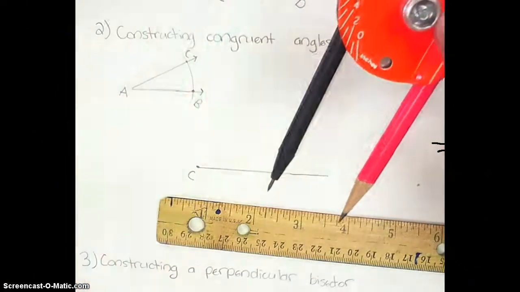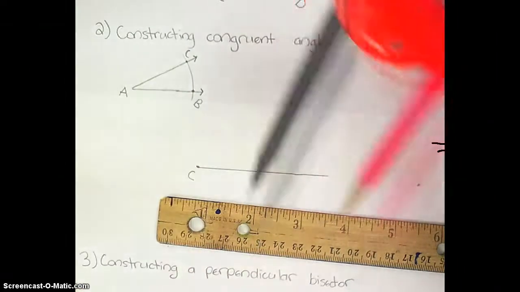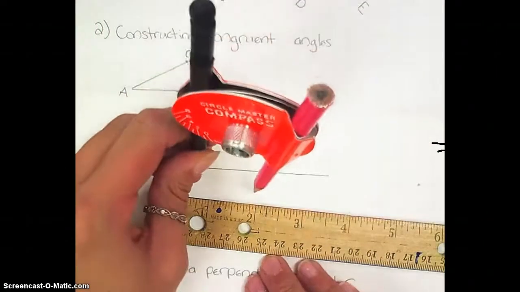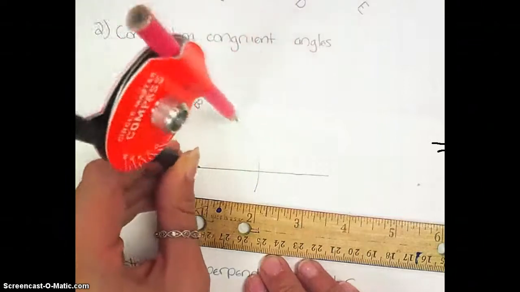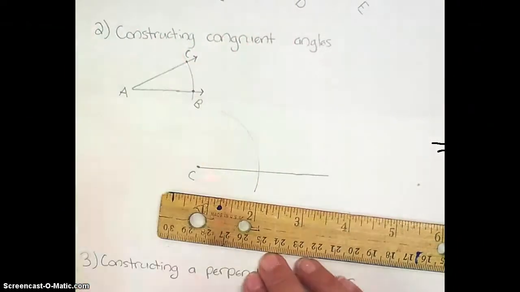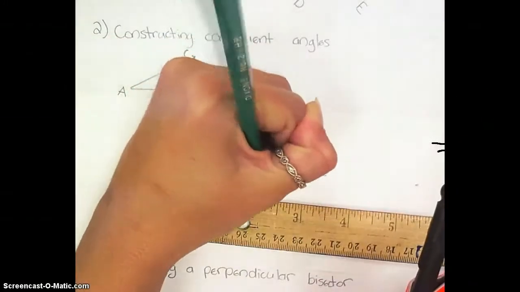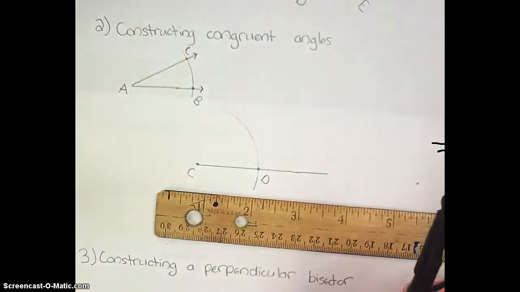Okay, so the next thing is, with your compass at the same setting, make an arc that goes through C, and you're going to want to make it kind of large so that you have room. Okay, so once you've done that, we can label one side of it D. We haven't used that yet.